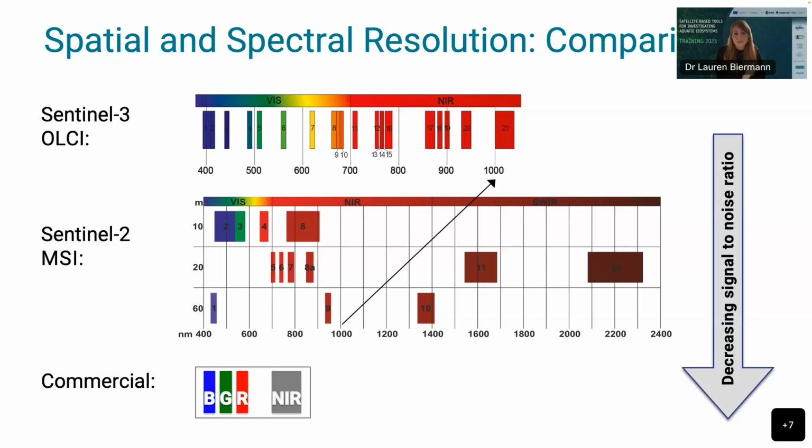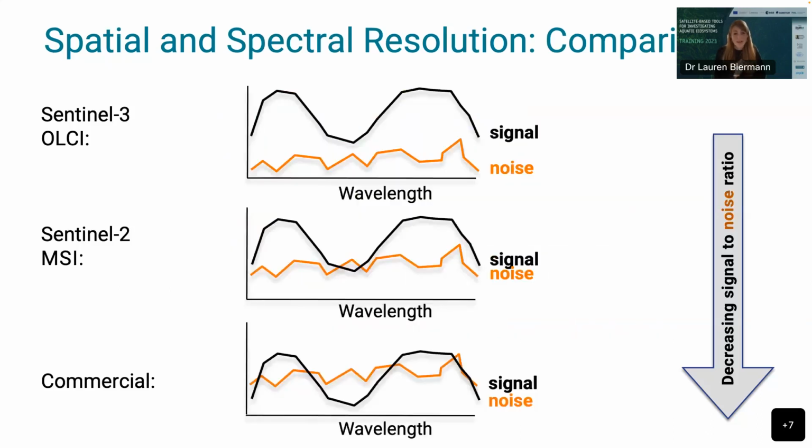Whereas that commercial sensor I just showed you, I mean, it looked great, but you're lucky to get data in 3 or 4 bands. And more worryingly, for scientific applications, the signal to noise ratio, as you go down in spatial resolution, becomes worse. And maybe that's not so relevant for your application, and that's okay.